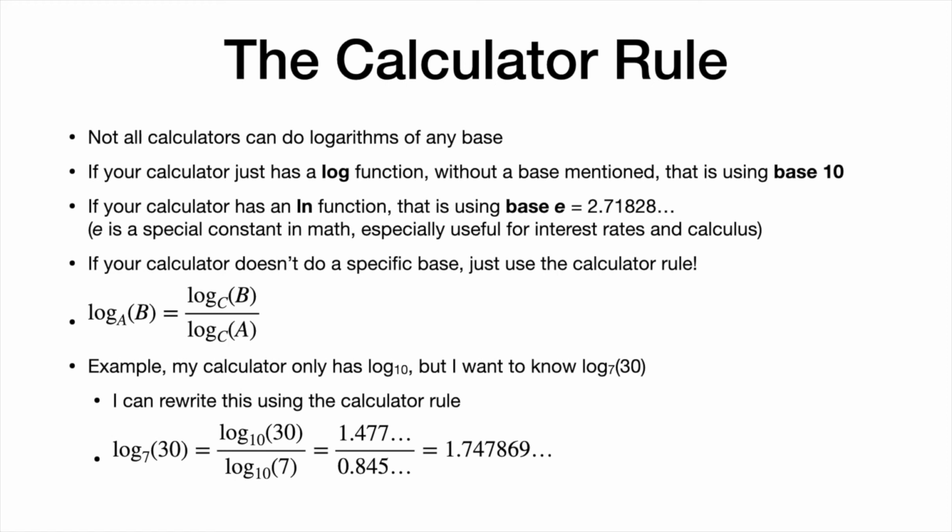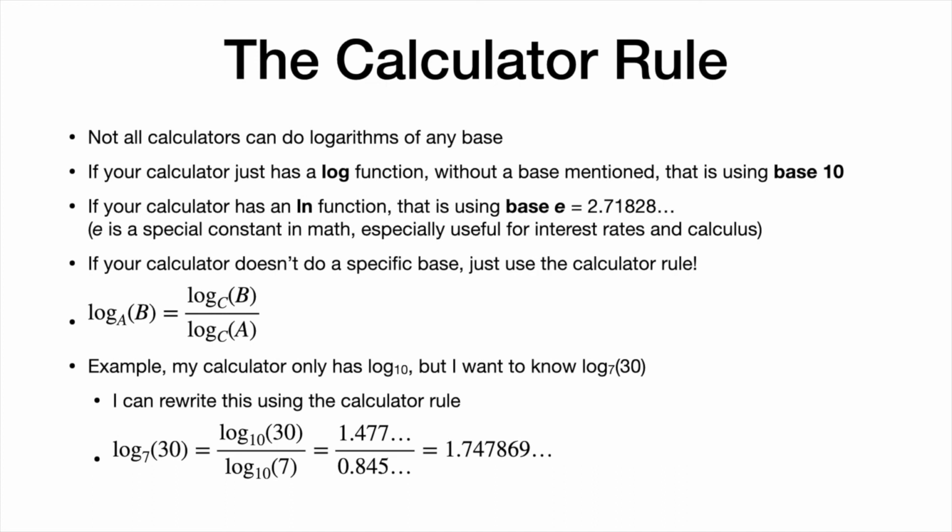So whatever logarithm my calculator has, I can rewrite this log in terms of the logarithms that I have on my calculator, because I just do log base whatever my calculator supports of the value divided by log of whatever base my calculator supports of the base I actually wanted to use. Okay, so in this case, it's 1.477 and so on, divided by 0.845 and so on, and the result is 1.747869 and so on and so forth.